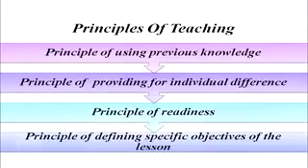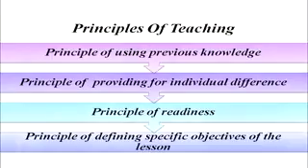Now we will discuss the principles of teaching. First one is the principle of using previous knowledge. Before proceeding to any new topic, we always use previous knowledge, the basic knowledge. Then the principle of providing for individual difference. A good teacher always keeps in mind the individual differences and on the basis of that the teacher applies the method. Principle of readiness. Teacher as well as student both should be physically and mentally ready.